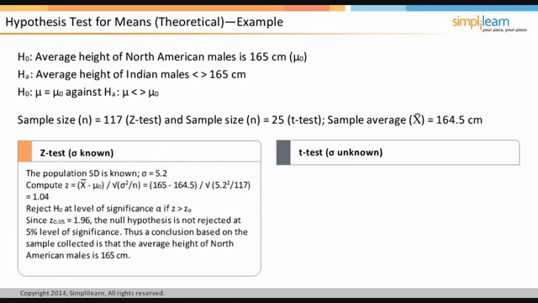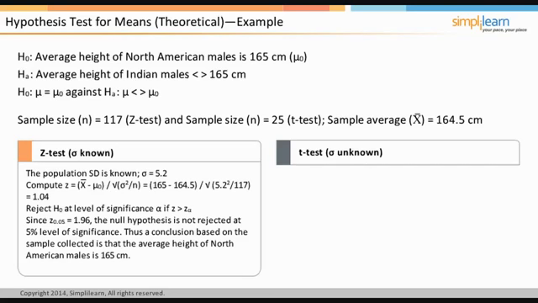First, let us compute z-calc value using the formula given on the screen. Hence, the z-calc is 1.04, which is less than 1.96 or t-critical. Therefore, the null hypothesis cannot be rejected. Since z 0.05 equals 1.96, the null hypothesis is not rejected at 5% level of significance.